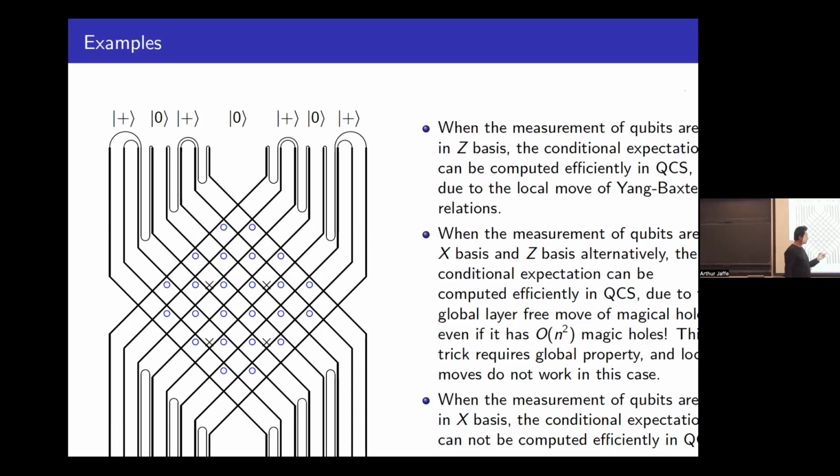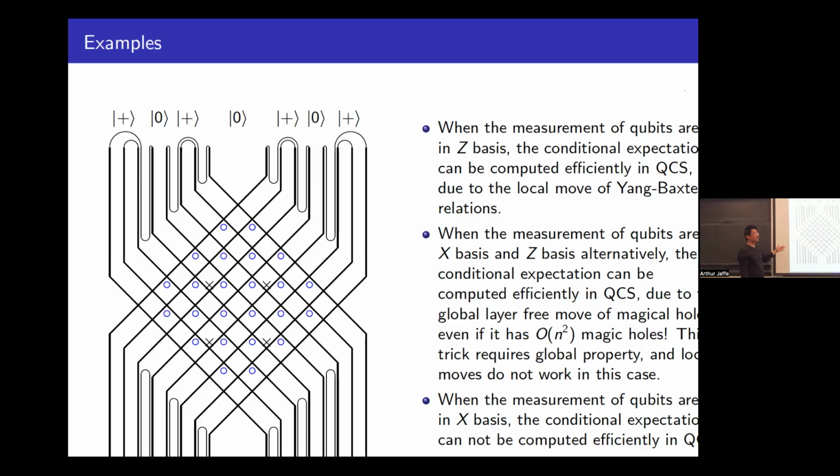And the third one, when we measure them in the x basis, then essentially we change the position of the layer; you change the x in the layers. Different measurements give you different kinds of layers. And in that case, the crossing will be in the intersection of layers in this direction and that direction. Then we cannot move them at all. And that's hard to simulate.